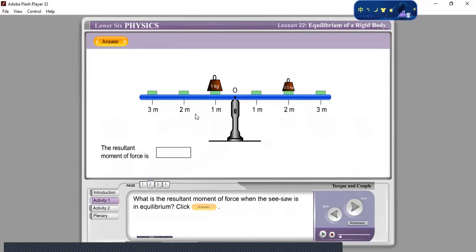What is the resultant moment of force when the seesaw is in equilibrium? Click Answer. So that means, just now, the answer: the resultant moment of force is 0 Newton meter. Therefore, when a rigid body is in static equilibrium, the resultant torque is 0.